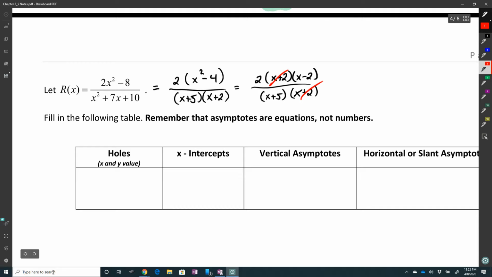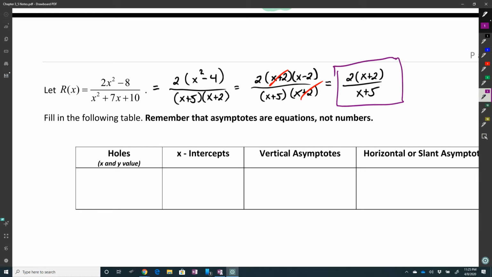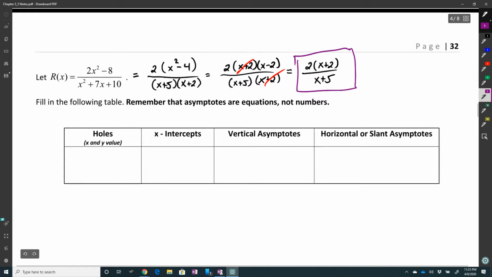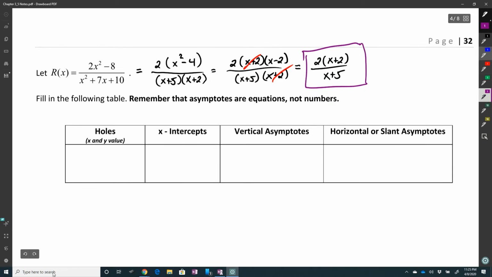The x plus 2's cancel. And so now I'm left with 2 times x minus 2 over x plus 5. So this is the simplify part. So now that we got that, I can answer every single question here. So let's start with the hole.